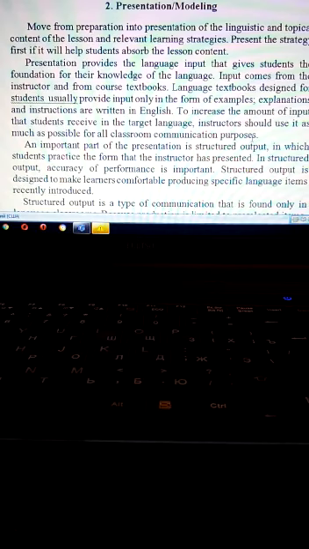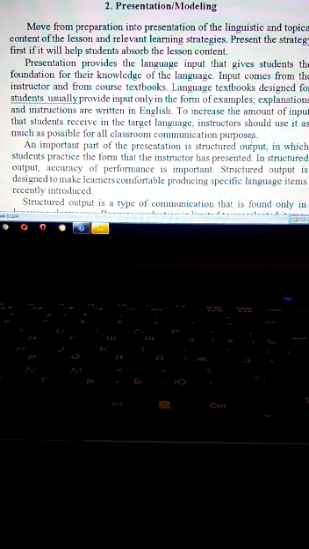Language textbooks designed for students usually provide input only in the form of examples. Explanations and instructions are written only in English. To increase the amount of input that students receive in the target language, instructors should use it as much as possible for all classroom communication purposes.